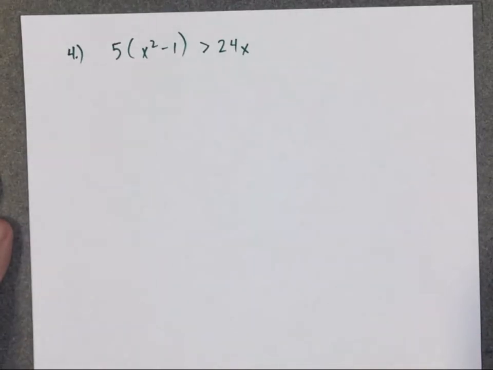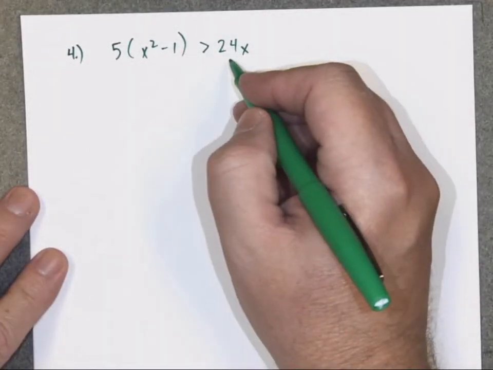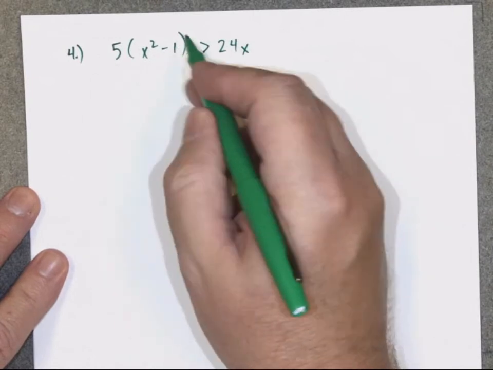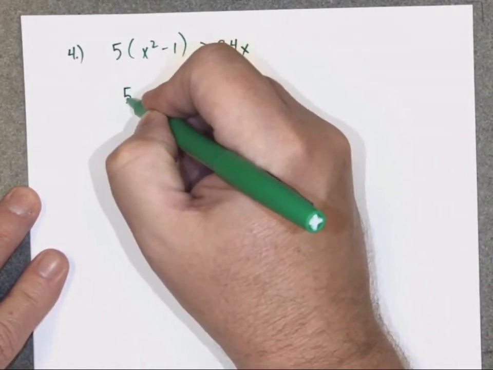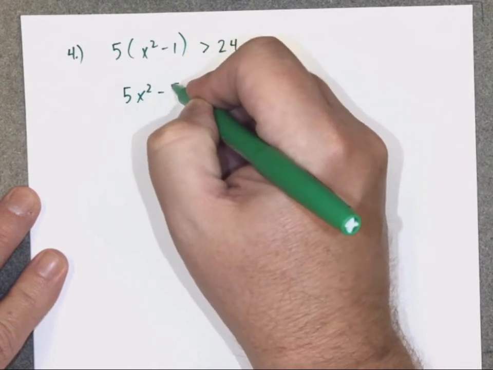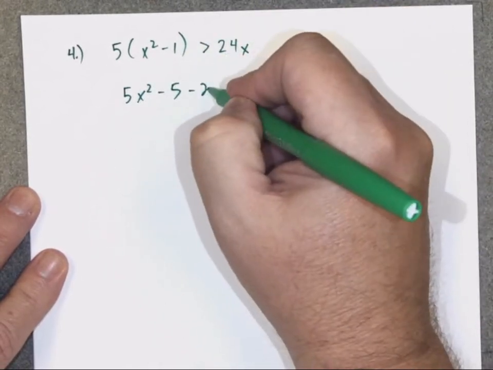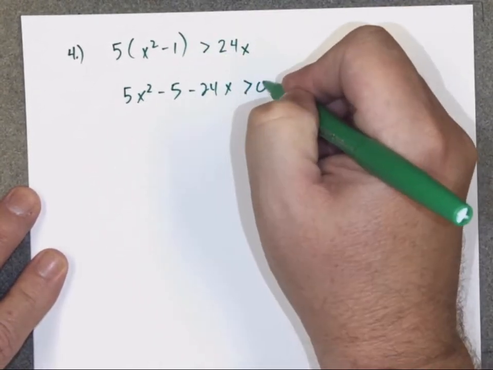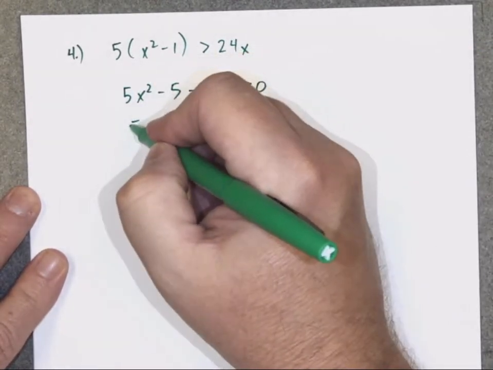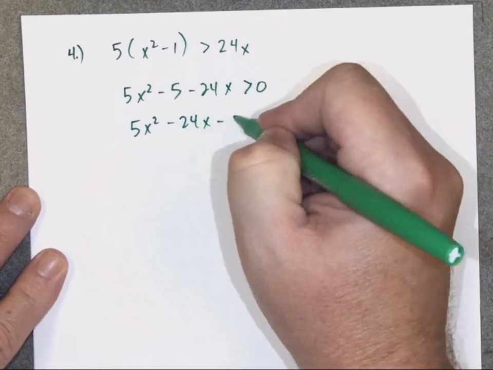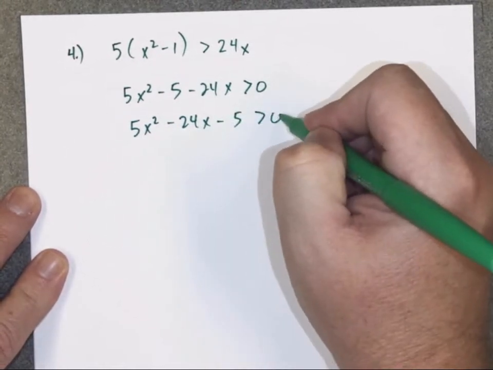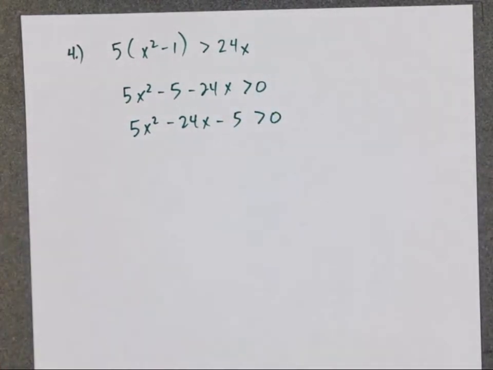First of all, I need to get everything on one side. Let's move everything to the left-hand side, and I'm also going to go ahead and multiply out this parentheses, because I'm going to have to probably refactor this whole thing. So subtract 24x from both sides. Now I'll write this in descending powers like we normally do. So there we go. We have 0 on one side, everything else on the other side. Now we need to factor.